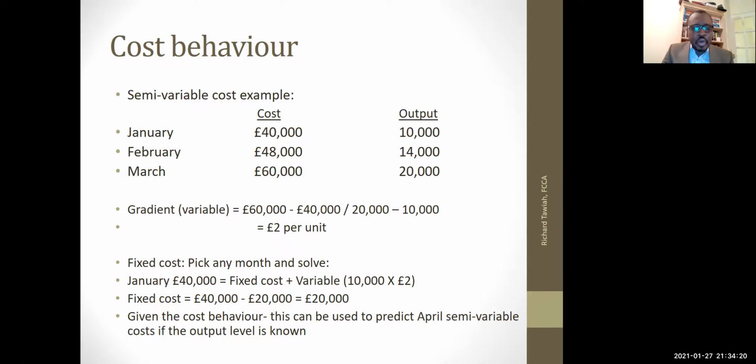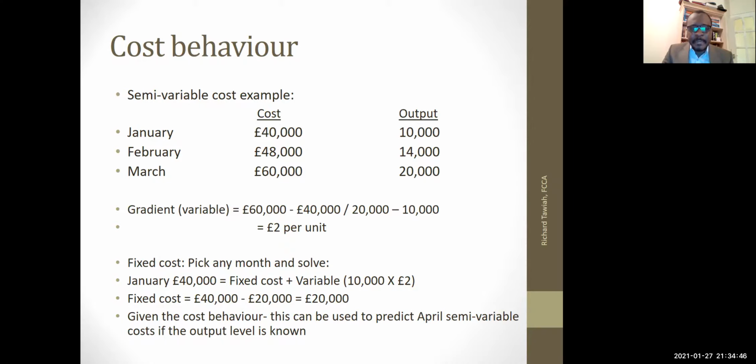All right. So to find a variable component, take January, for example. It is 2 pounds per unit times the 10,000, which gives us 20,000 as a variable component. Subtract the 20,000 from the 40,000. And what do you get? You get 20,000 as the fixed cost. So it tells you that for January, February, March, the fixed cost is 20,000 throughout.